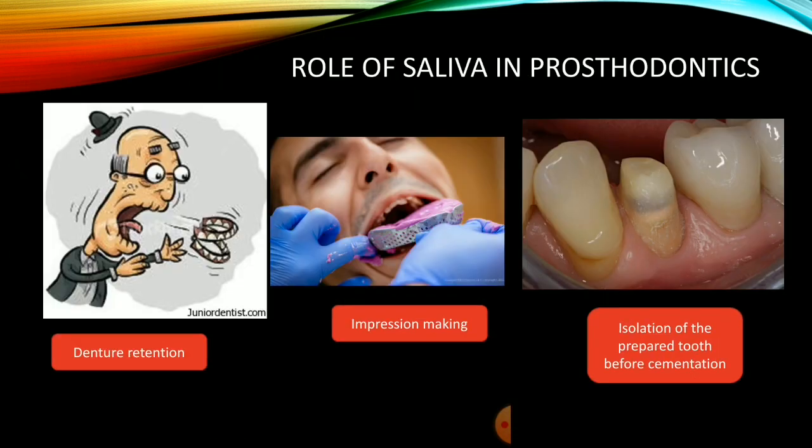And thirdly, in case of cementation, we need to isolate the tooth before cementing any type of prosthesis into the oral cavity, because saliva usually leads to dissolution of the cements, and this further leads to microleakage and secondary caries in the oral cavity.